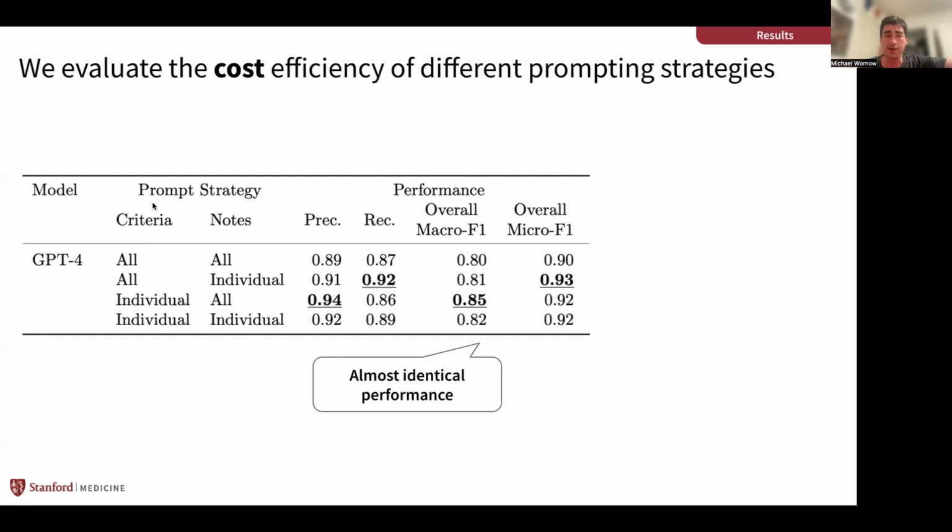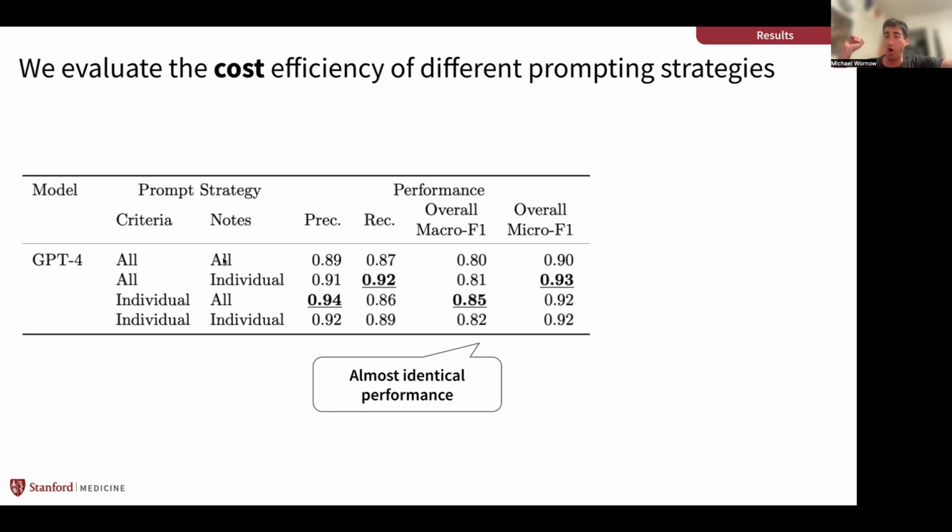On the left-hand side, under prompt strategy, there's two columns, criteria and notes. Under criteria, the word all means we feed all the criteria to the model at once. So all 13 criteria, we throw it at the model in a single input, and we have the model spit out predictions for all 13 criteria at once. If it says individual, then it means that we feed each criteria one at a time through the model. And so the model only has to think about one criteria at a time. And kind of the same deal with notes.